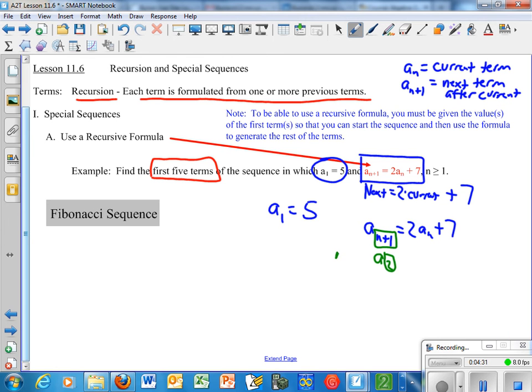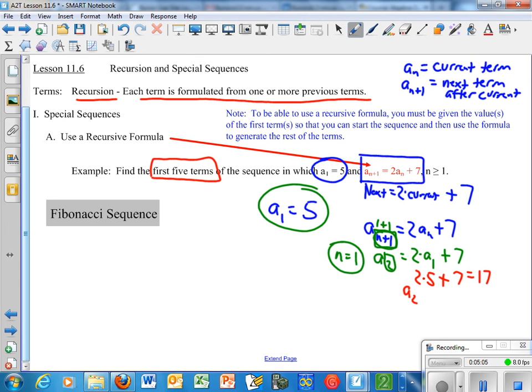In this case, to find A2, n is going to be 1, because if I took 1 plus 1 right here, that would give me the 2. So n is 1. I'm finding A2, n is 1. So I'm going to take 2 times a_n, well, n is 1, plus 7. So this really means take 2 times my first term, which is right here. I'm going to substitute in here. This would be 2 times 5, and add 7. Well, that's 10 plus 7, so that's 17, which means A2 is 17.